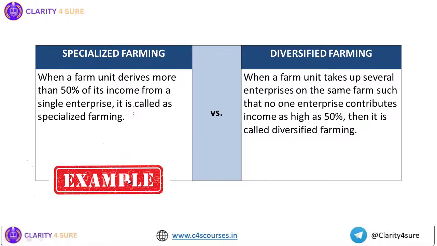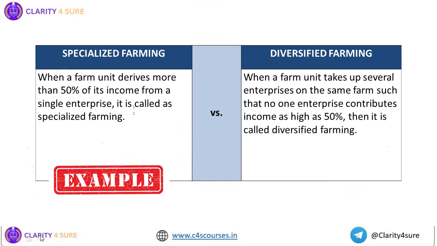So in the comment section, I want you to answer, number one, I told you marketable surplus. What do you understand by marketable surplus? And what is the difference between marketable surplus and marketed surplus? Second thing that you need to answer in the comment section is an example of specialized farming, right?